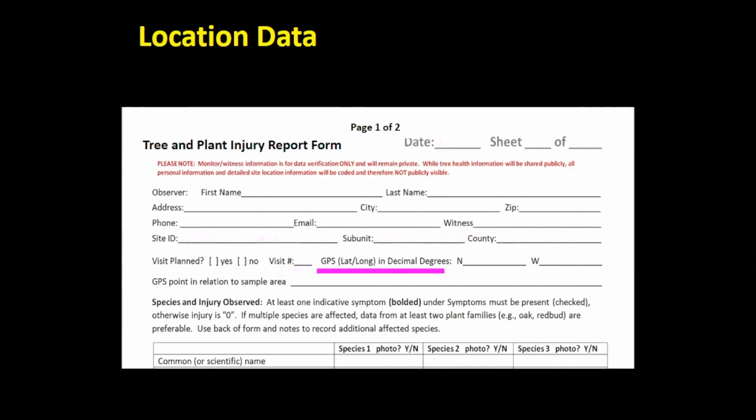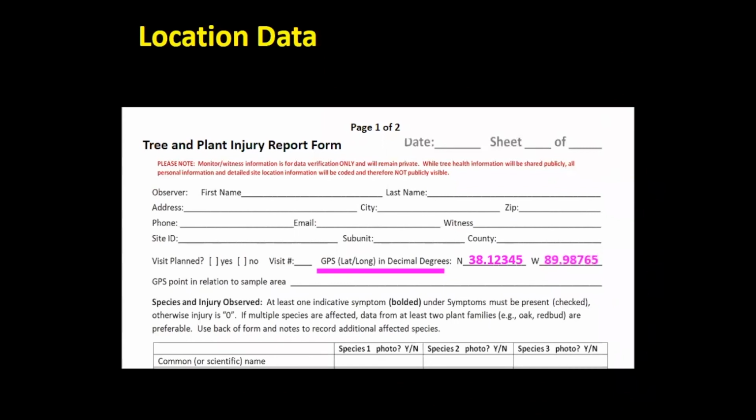Okay, just 2 more items, I think, with regard to location data. We are asking for GPS data to help locate these monitoring sites. We're asking for that data in a format called decimal degrees. And here are some examples. These are just examples of decimal degree entries in GPS units for latitude and longitude.